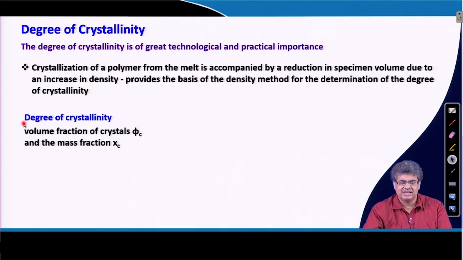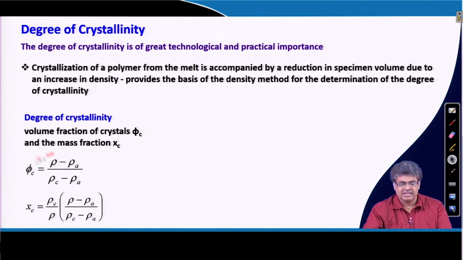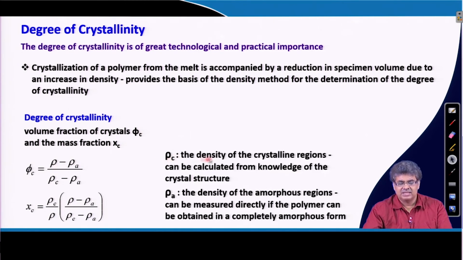Degree of crystallinity is generally represented as a volume fraction of crystals or a mass fraction of crystals, and they are expressed by these simple equations where these rho are the corresponding densities. So, rho c is the density of the crystalline region, the 100% crystalline polymer, and rho a is the density of the amorphous region, so 100% amorphous polymer, and this rho is the density of the actual sample, the semi-crystalline polymer whose degree of crystallinity we are going to determine.